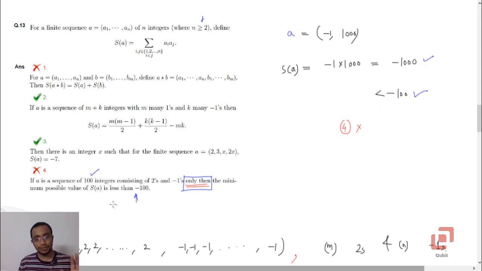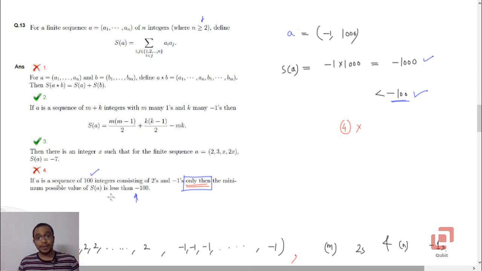Of course it is. So we have not considered a sequence of 100 integers, we have considered a sequence of only two integers whose SA has turned out to be another integer less than negative 100, thereby disproving whatever is mentioned in option 4. So option 4 is incorrect. So the only correct options are 2 and 3, and we have proved that they are correct, and 1 and 4 are incorrect.